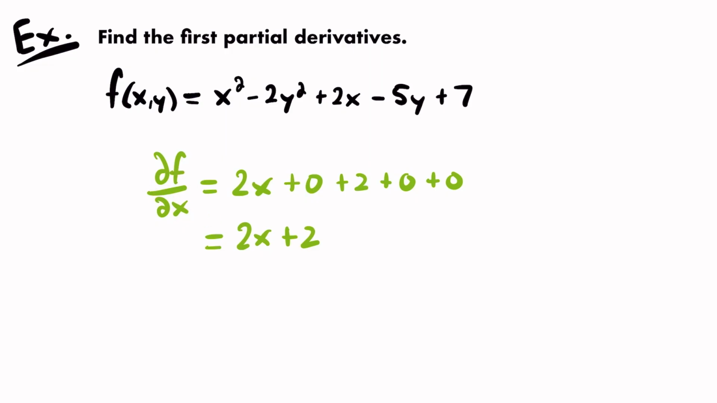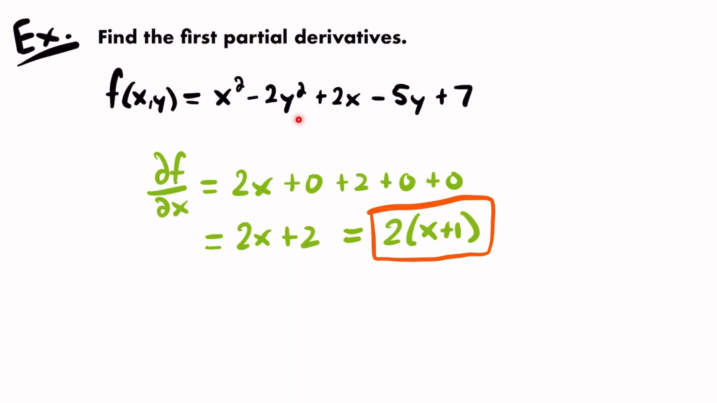Now, if you wanted to, you could simplify this a little bit or rewrite it by pulling out a common factor of 2 from these two terms. It's not necessary, but you can do it. It would be equal to 2 times x plus 1. But either way, that would be the partial derivative with respect to x of this multivariable function. And what that represents is the slope of a tangent line in the x direction for a point on the surface represented by this function.